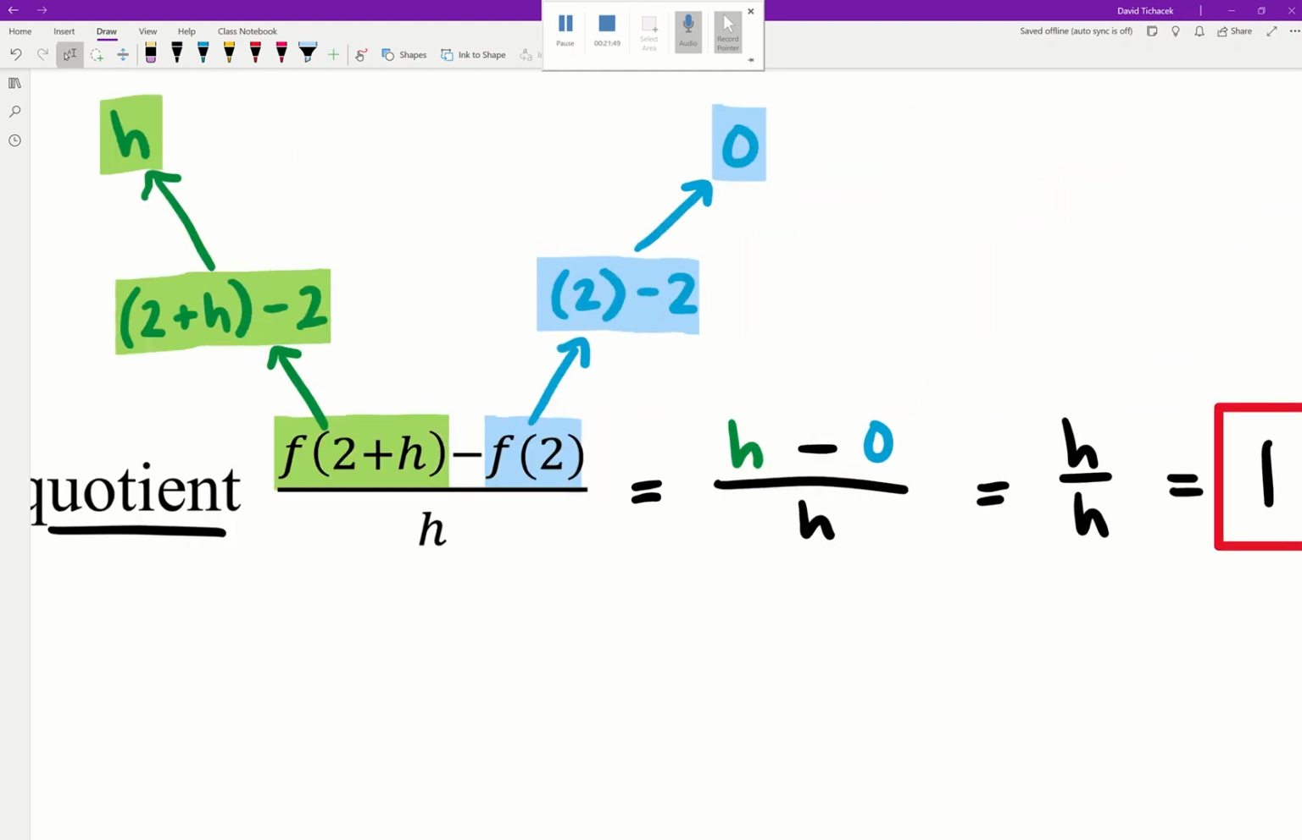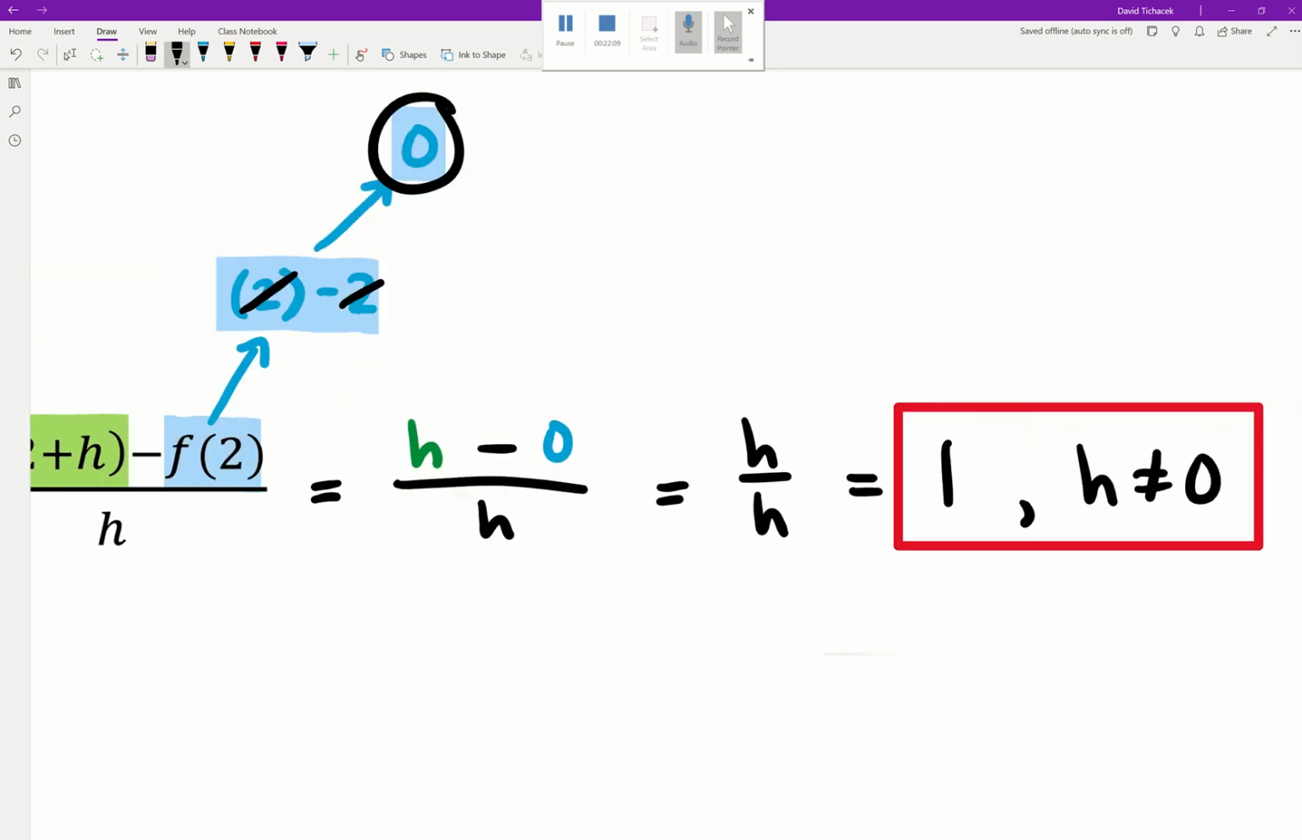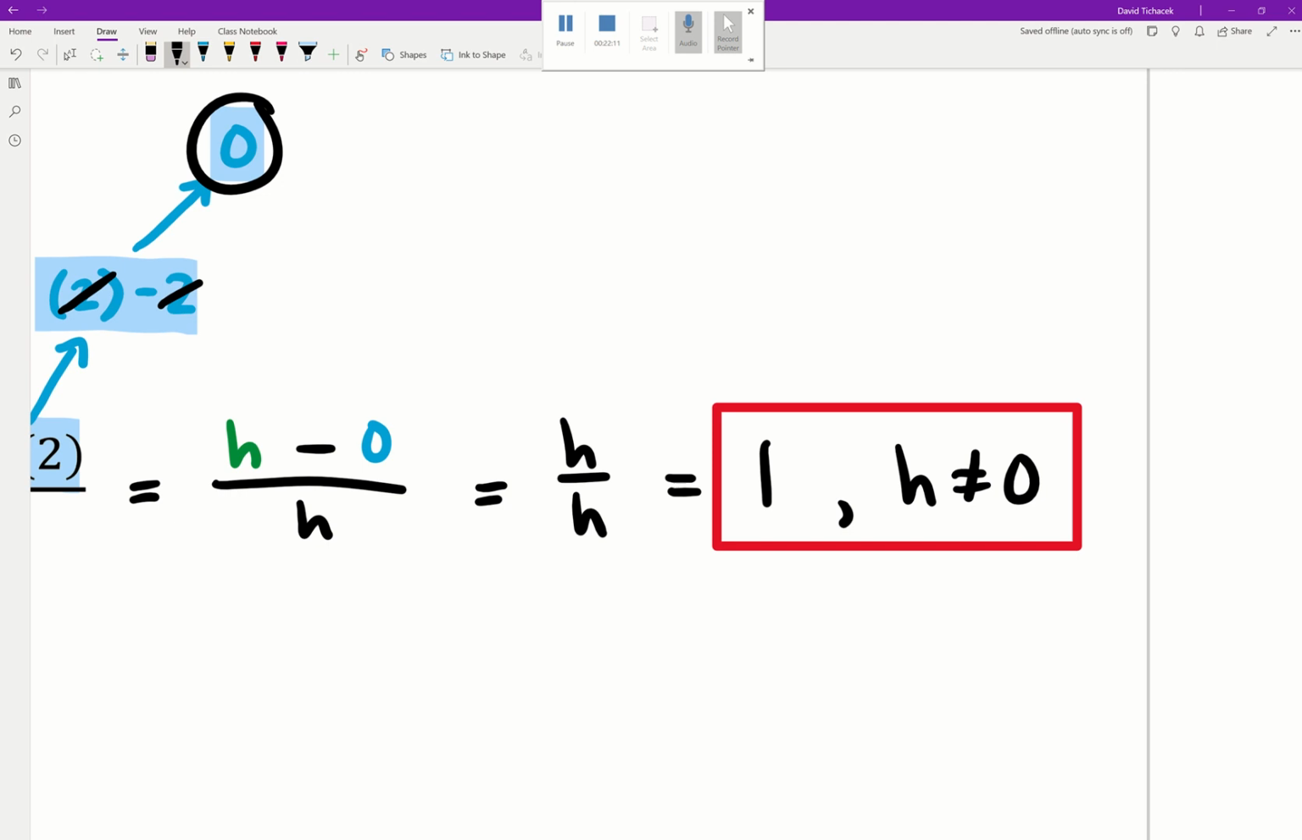I'm just plugging in 2 plus h into my function formula up here. And then if you do the algebra on that, the 2's are actually going to cancel for you, just simply leaving you with h. And then in blue, where I'm doing f of 2, again, I'm plugging in my 2. You'll notice that your 2's cancel, just leaving you with 0. And so that's why f of 2 plus h minus f of 2 just happens to be h minus 0, which I've kept the coloring the same. And you notice that h minus 0 is simply just h.